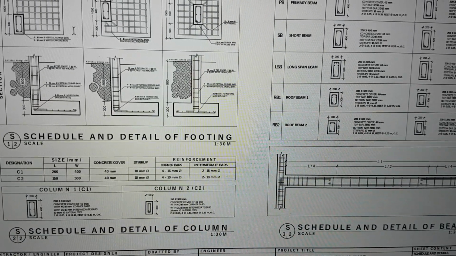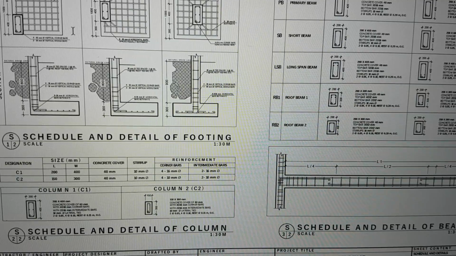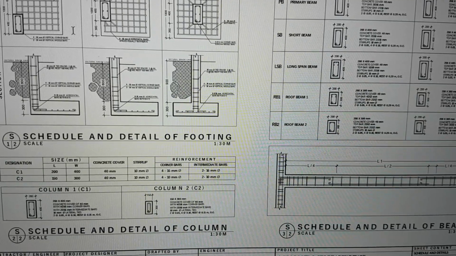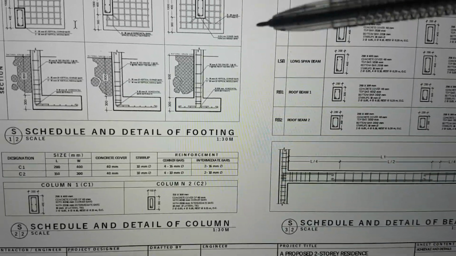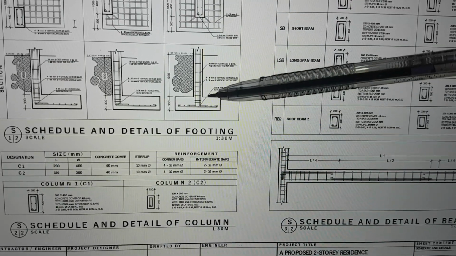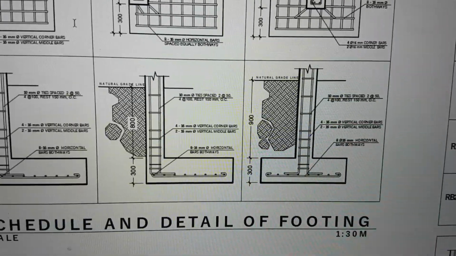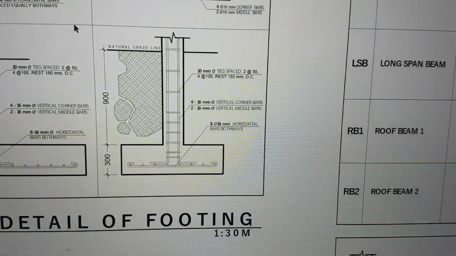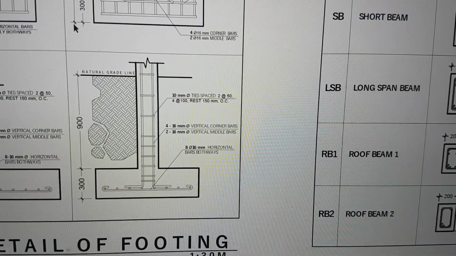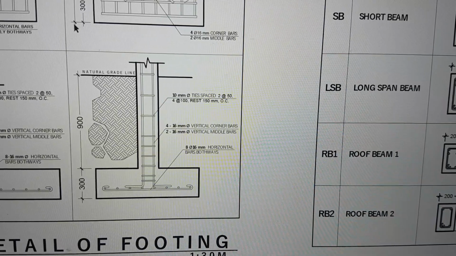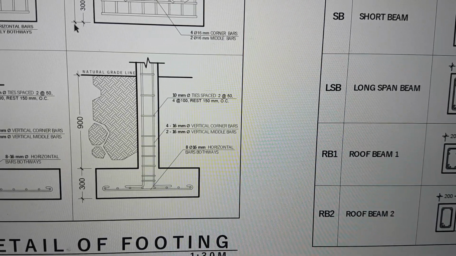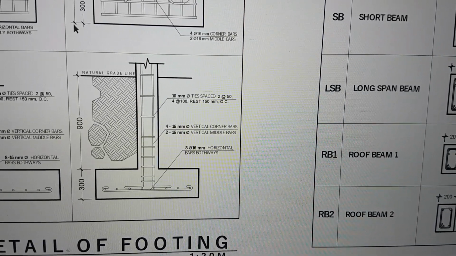This is video 2 for the estimation of formworks. We're already done estimating the formworks for the footing, so now we are going to proceed with the column. But we're not going to consider the column for all the levels of the house.